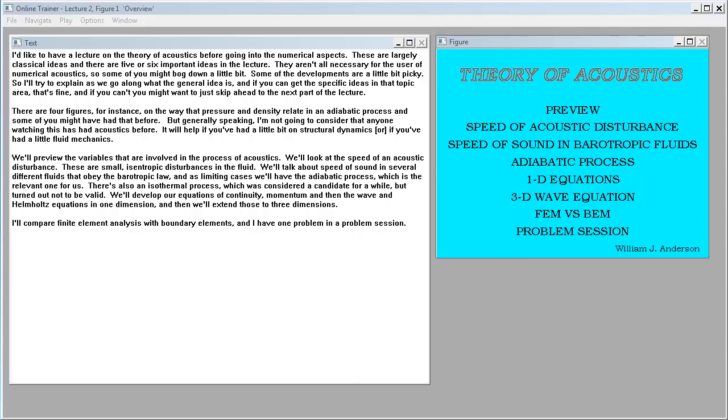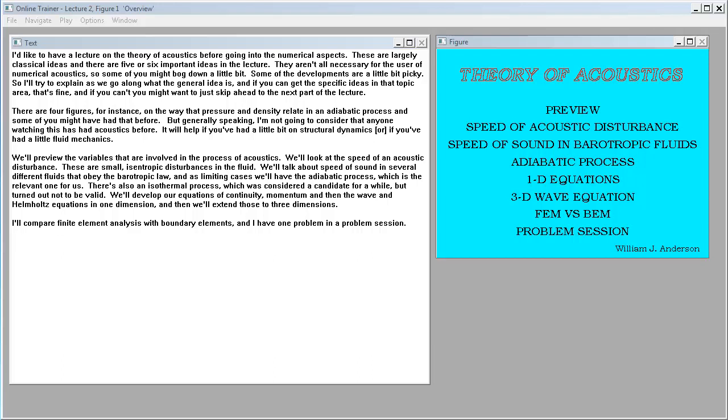There are 4 figures, for instance, on the way that pressure and density relate in an adiabatic process. And some of you might have had that before. But generally speaking, I'm not going to consider that anyone watching this has had acoustics before. It will help if you've had a little bit on structural dynamics, if you've had a little bit of fluid mechanics.